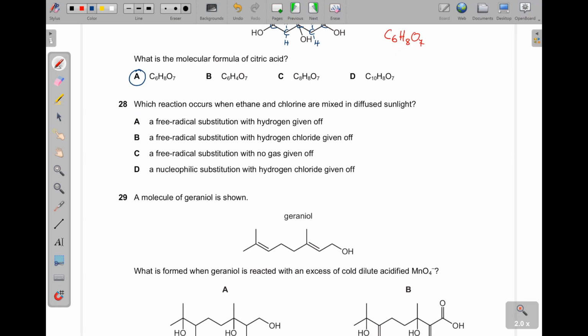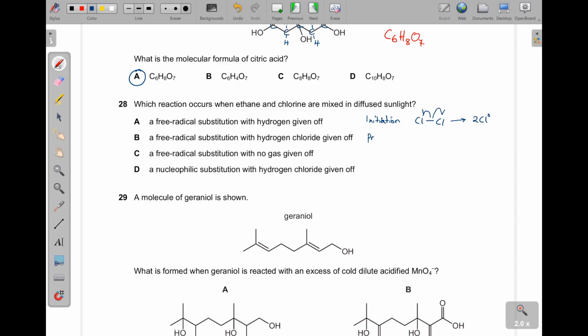The next, number 28, which reaction occurs when ethane and chlorine are mixed in diffused sunlight? This is UV light. And this is a free radical substitution. So our answer must be on these 3. Okay, in the free radical substitution, we have 3 stages. One is initiation, where the bond of chlorine is broken down homolytically to form 2 radicals. These ones are highly reactive, then they can attack this molecule of ethane, which is unreactive.